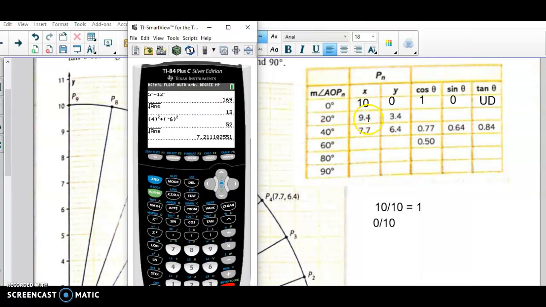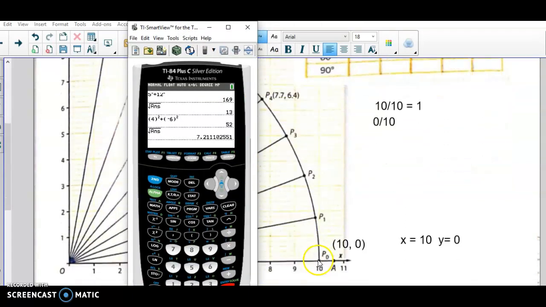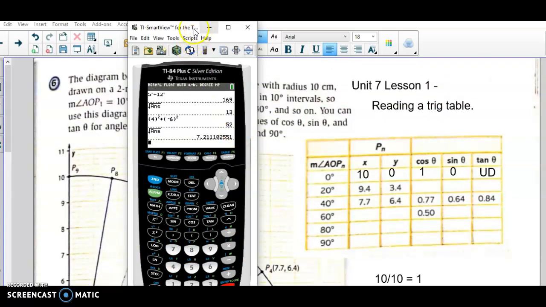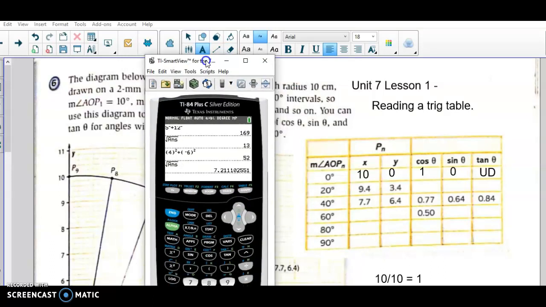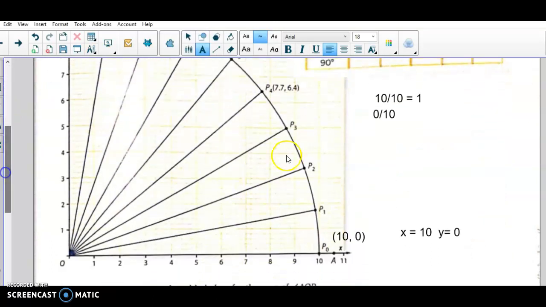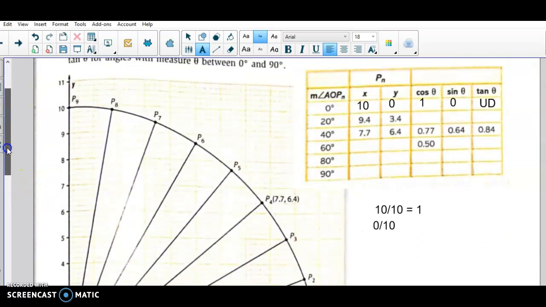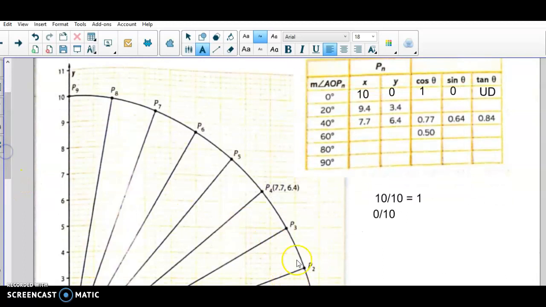So x is 9.4 at 20 degrees. Okay, so they're saying 20 degrees is, if this goes in increments of, let's read this, it says AOP1 is 10, so P2, that would be this point right here, this P2 point. And they're saying that P2 point is at 20 degrees. I'm trying to make sure it's on the screen.